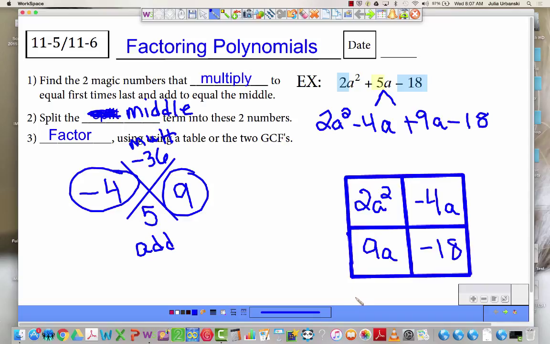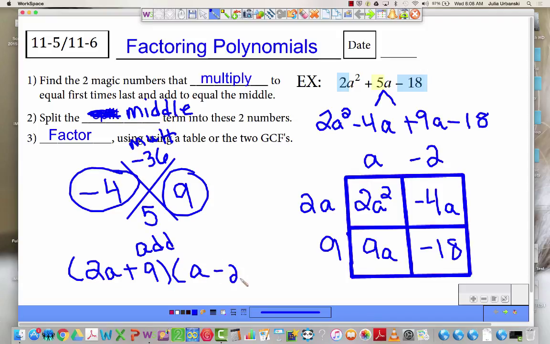If you don't even draw the boxes, if you just write them into 4 corners, just line them up like that, you could do that as well. And what we're doing is just the GCF. So there's no GCF for 2 and 9, but what would it be for the A's? A to the first. GCF's right here. Negative 2. Good. GCF right here. 2 and a. And the GCF right here. Positive 9. Okay. So those are your 2 factors. 2a plus 9 and a minus 2.